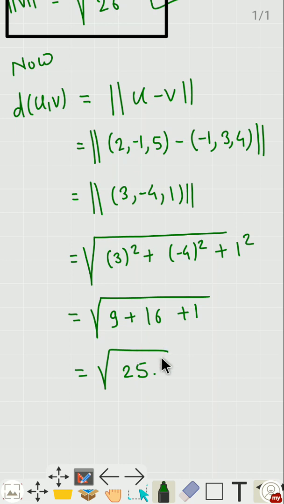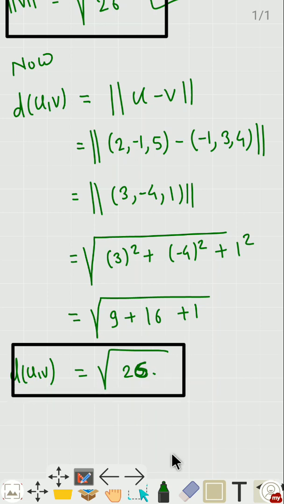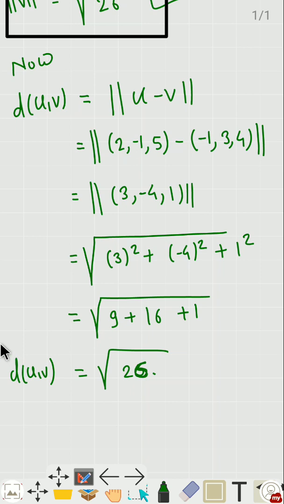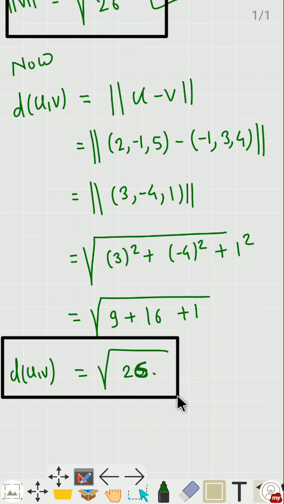Square root of 26. So this is the distance between the u and v vectors. Now let us go to the next question.